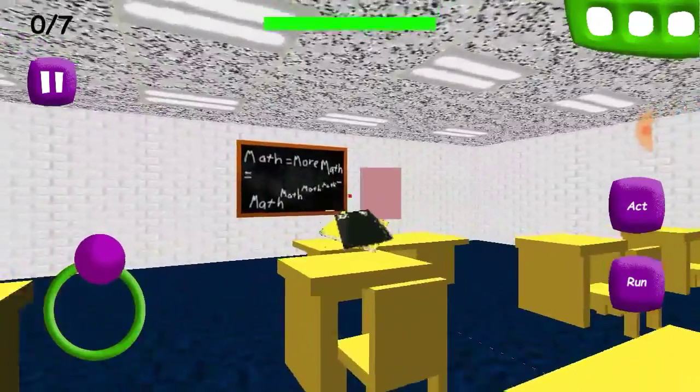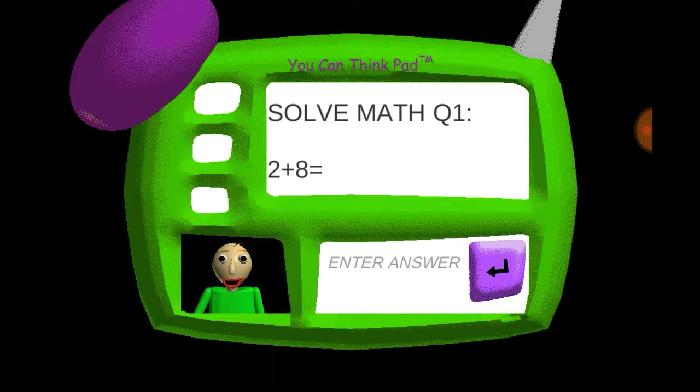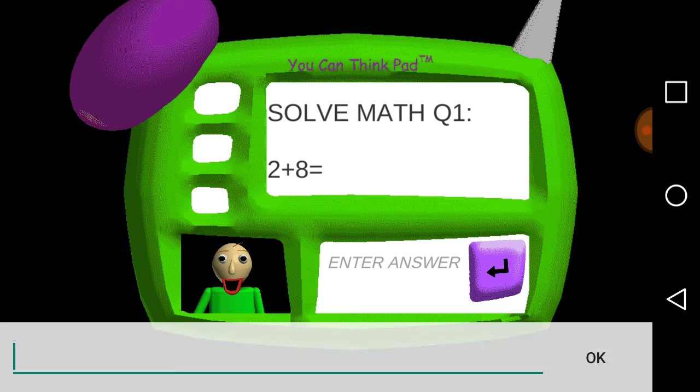Okay, guys, it's not good. Let me go right here. Let's see, 2 plus 8. But we can change it. 8 plus 2. 8. Count with your fingers with me, guys. 8, 9, and 10. So it's 10.